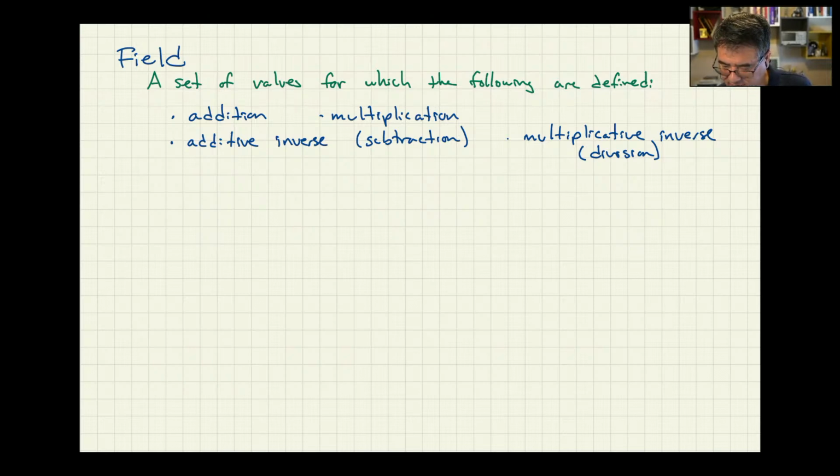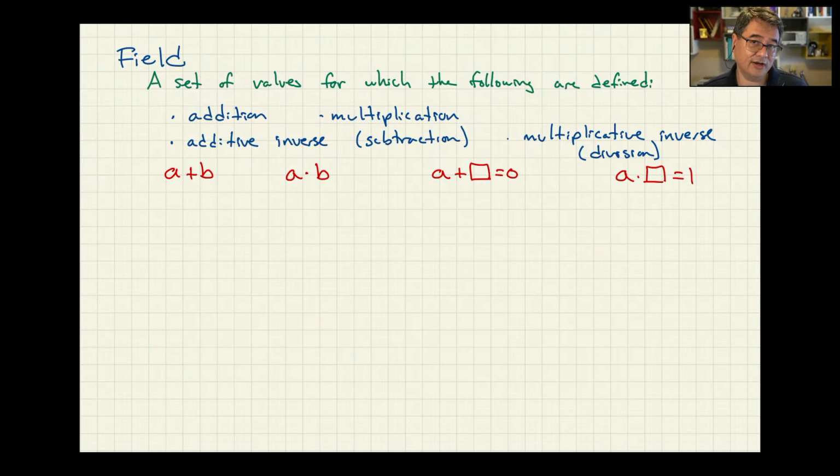So, I'll write down here. We're basically saying, if I have two numbers, A and B, can I add them? Can I multiply them? Additive inverse means if I have a number A, can I figure out some other number which, when added to A, gives me 0? And multiplicative inverse means if I have some number A, can I figure out a number to multiply it by to give me 1?